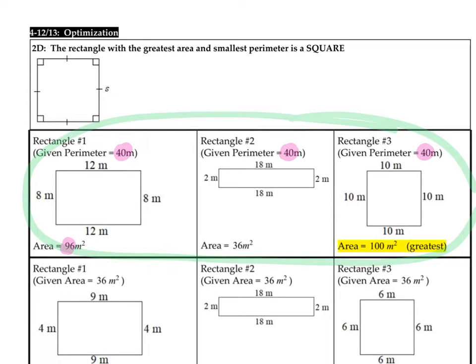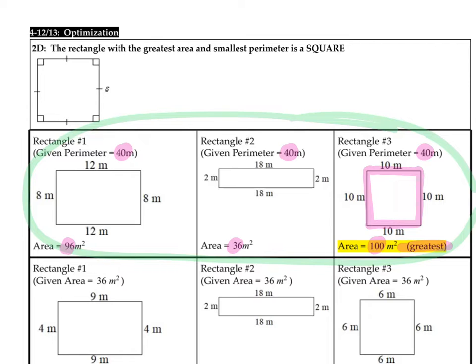So this rectangle has a perimeter of 40 but an area of 96. This rectangle has a perimeter of 40 but an area of 36. This rectangle has a perimeter of 40 but an area of 100. So what you're going to find is that if you see all four sides are the same, so the square, is going to give you the biggest area.